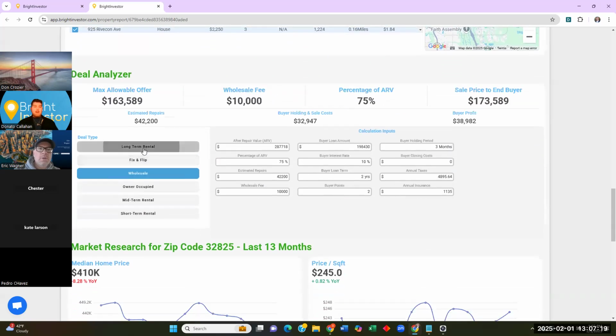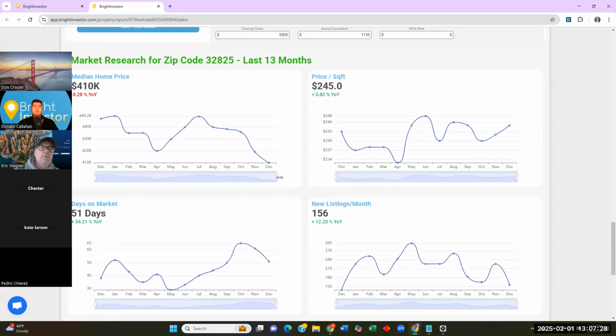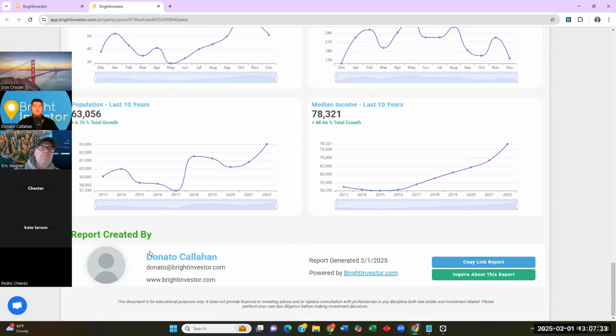Then they can click on any of these calculators and run their own numbers directly from the report. It's all completely interactive, so they can change anything on here. Then they can move these around if they want to. And then there'll be your branding down at the bottom.